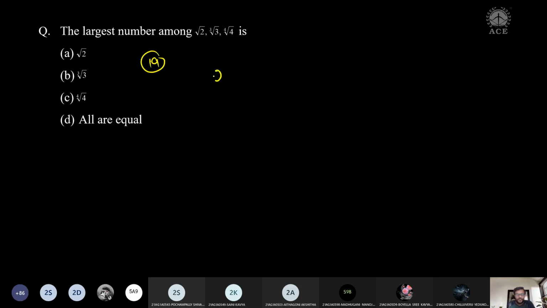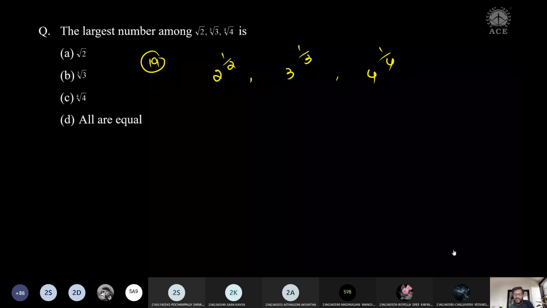Square root of 2, cube root of 3, fourth root of 4, which is largest, we have to decide, my dear friends. See this one, I'll wait for your answer. How many of you can decide this?